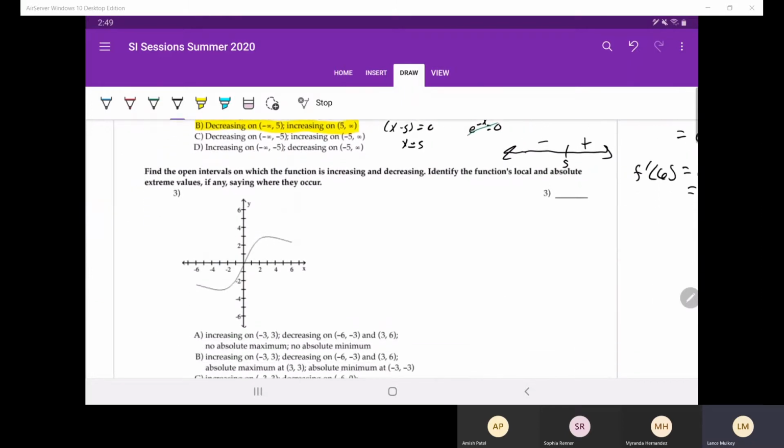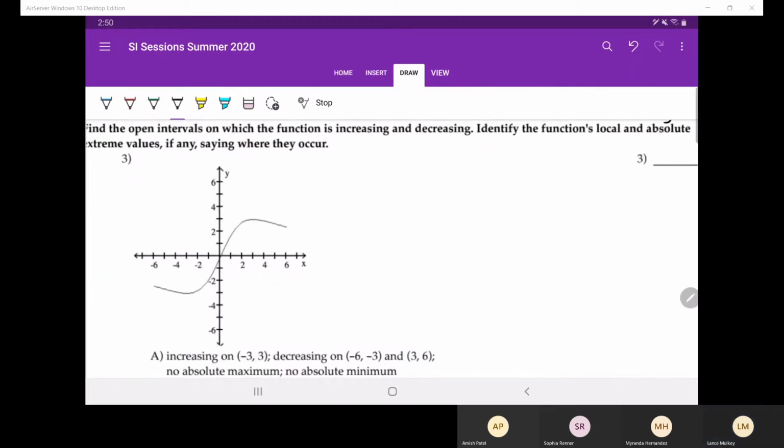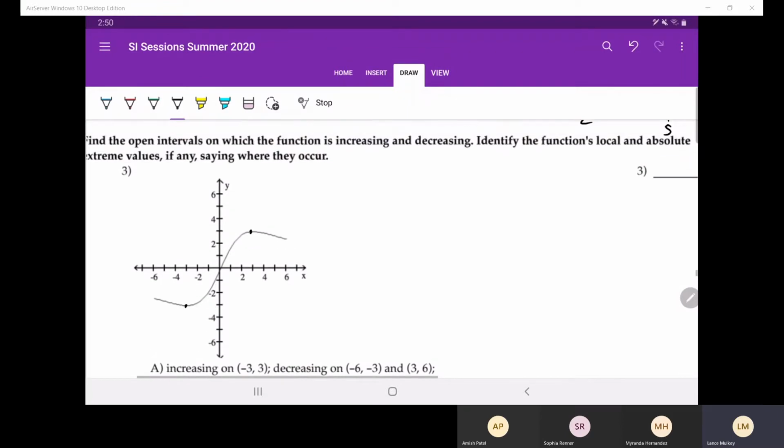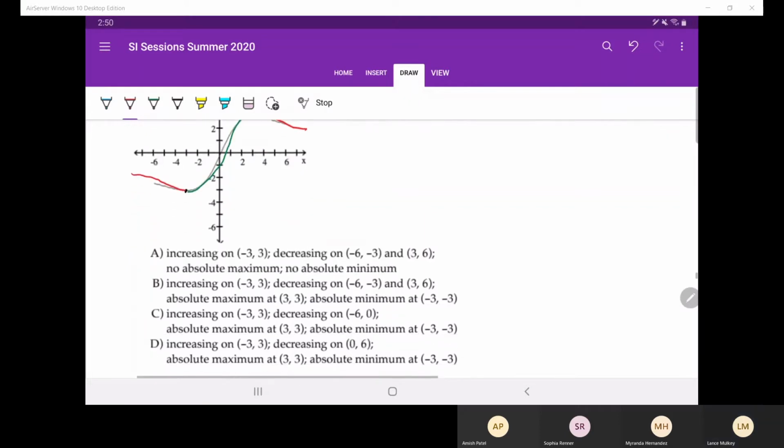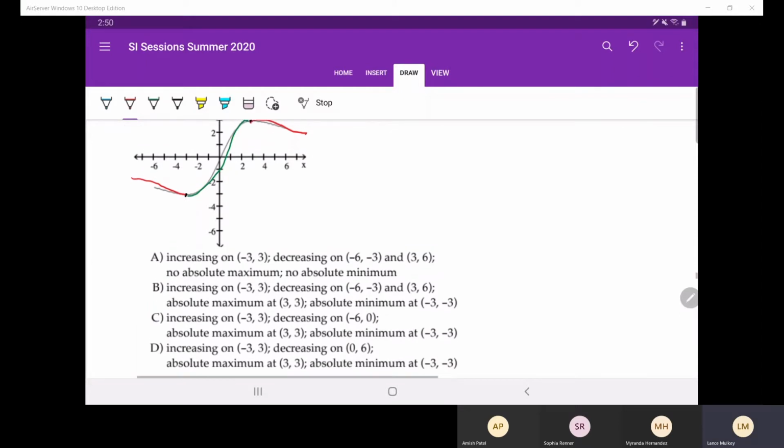Okay, find the open intervals in which the function is increasing and decreasing, and identify the local extrema. Okay, so in my opinion, this thing is decreasing until this point, so I'd say that's -3, and it's increasing until right around 3, ever so slightly. So I'd say it's increasing from here to here, and right here on, it's decreasing. What do you guys think? And of course, it only goes from -6 to 6. Oh, and he wants to know the absolute minimum as well.